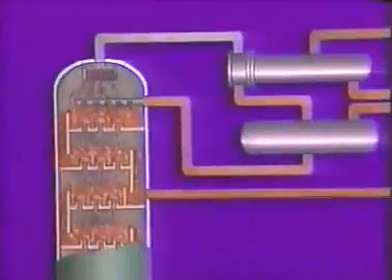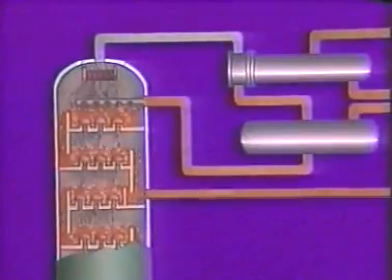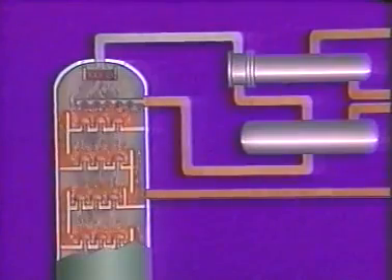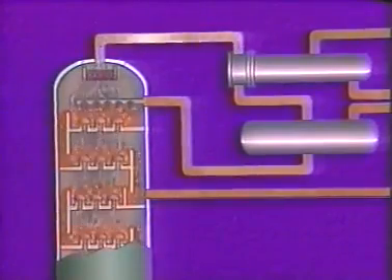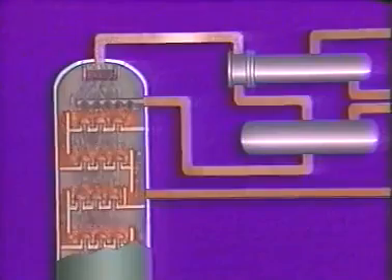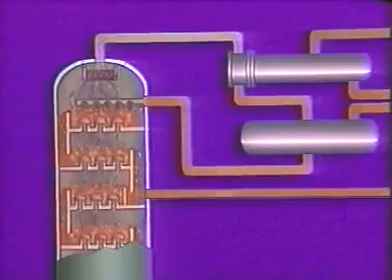One way to control this pressure is to regulate the flow of light vapors from the top of the vessel. Increasing the flow of vapors will reduce vessel pressure. Decreasing the flow will increase vessel pressure.